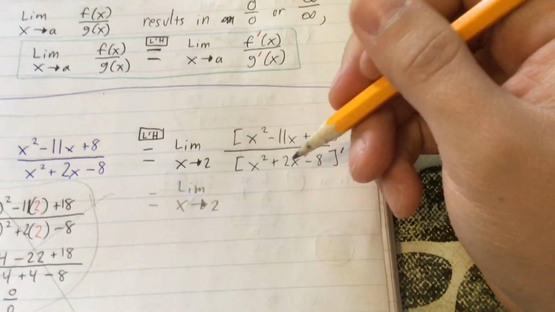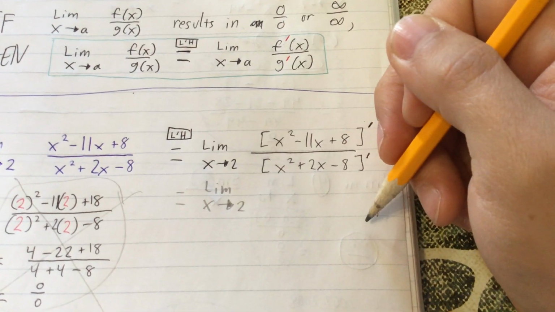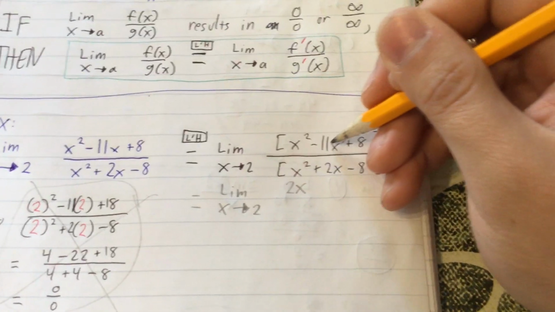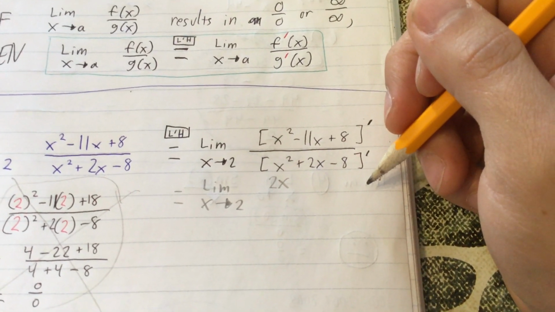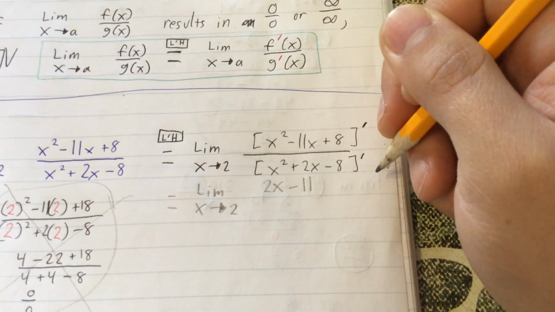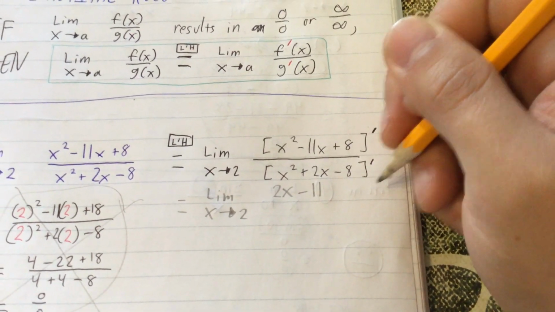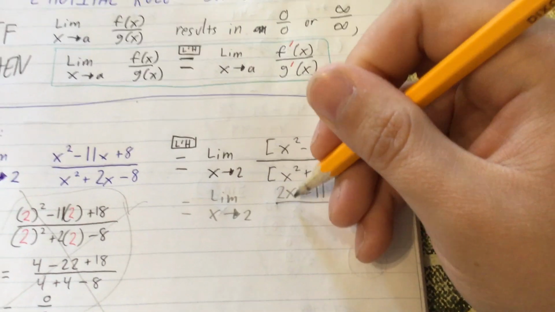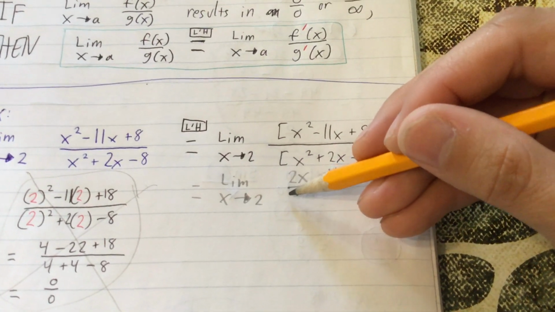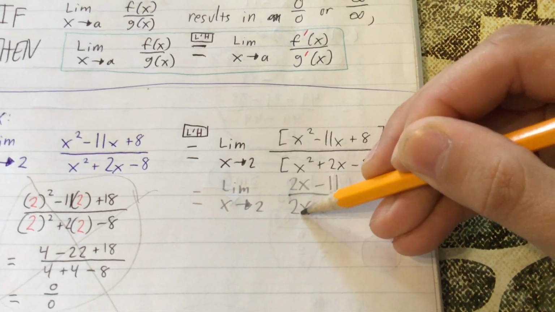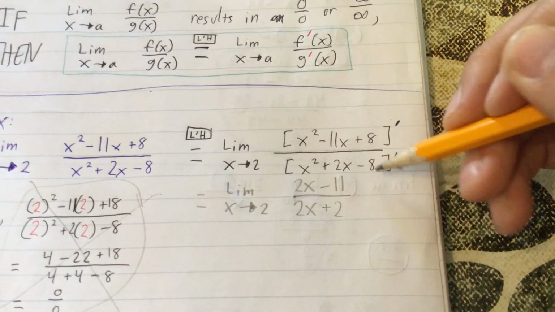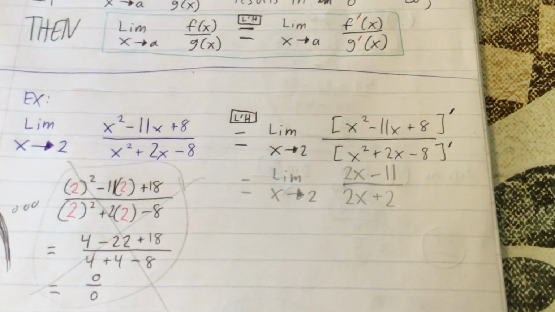And now we're going to take the derivative of the top. What is the derivative of x squared with respect to x? 2x. What is the derivative of negative 11x? What is the derivative of 8? 0. So that becomes the new top. And now we've got the derivative of the bottom. Let's take the derivative of x squared with respect to x. That's, yet again, 2x. And the derivative of 2x is just positive 2. And the derivative of negative 8 is just going to be 0.